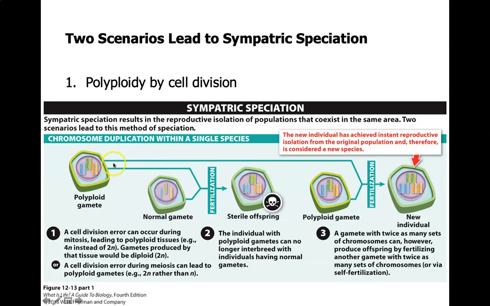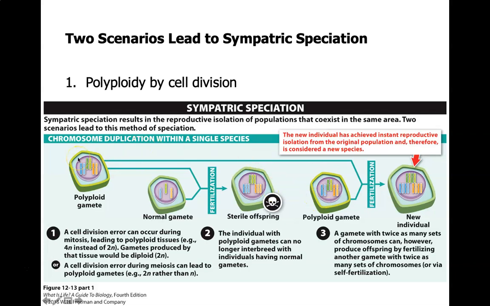Now, if it produces an abnormal gamete where a cell division occurs and something happens, a non-disjunction or something similar happens, and you don't separate your chromosomes completely, and then that gamete fertilizes a correct one, you've now ended up with a sterile offspring. So this is what would normally happen. Those offspring are not going to produce fertile offspring with the correct genetic information in each of the cells.